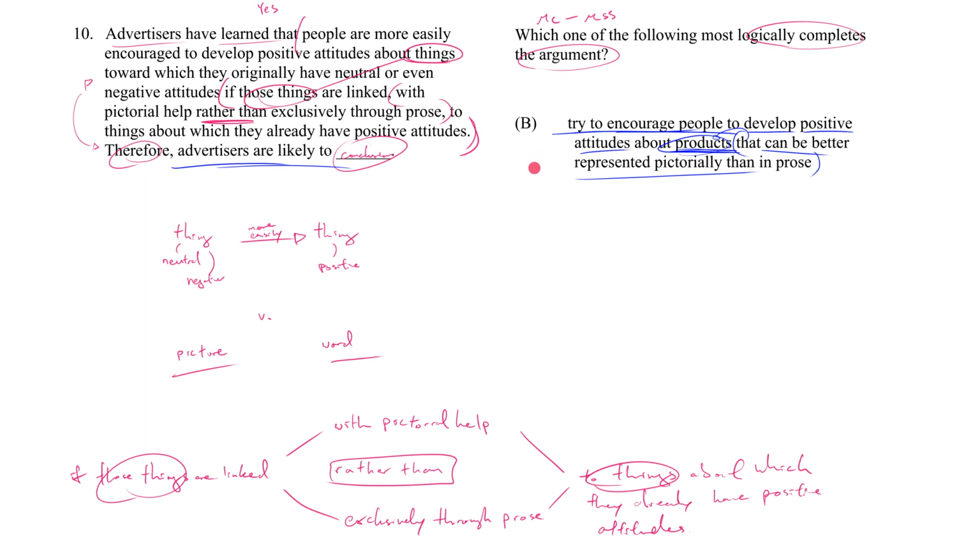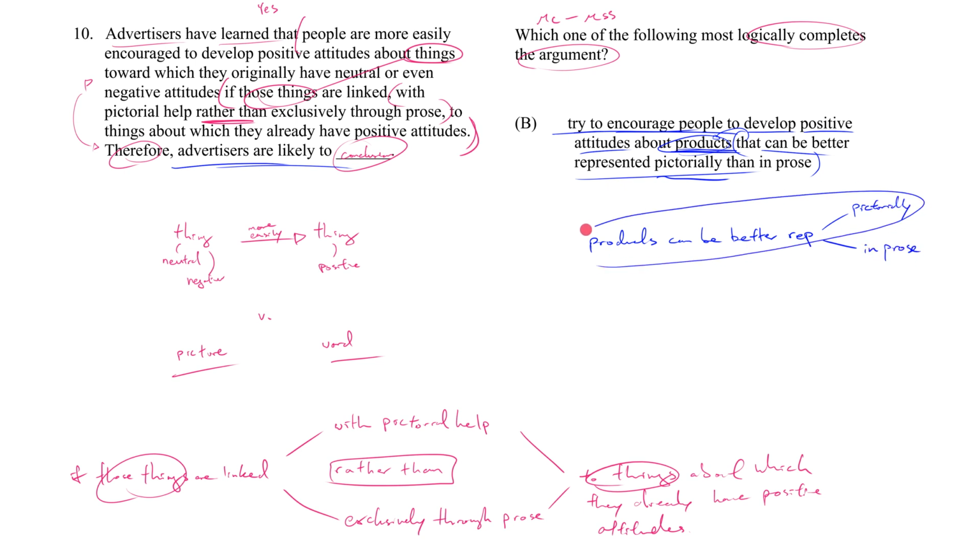So B is saying advertisers are likely to encourage people to develop positive attitudes about that kind of product, the kind of product that is more easily represented pictorially. Well, that's like just about everything. See, the point I'm making here is that B is emphasizing the distinction between products that can be better represented, and here's where it splits, either pictorially or in prose. Right? That's the two kinds of products that B is trying to make a distinction on.